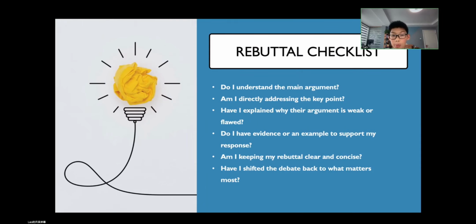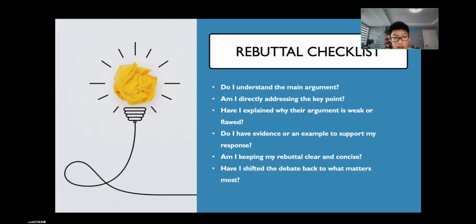And now we have a rebuttal checklist, and you can take a screenshot and it will help you in further debates. So first of all, do I understand the main argument? You need to first listen and identify the main argument that you are rebutting. Am I directly addressing the key point? You need to address the key point, otherwise your rebuttals might not matter that much because it's a minor point. It doesn't matter much in the debate.